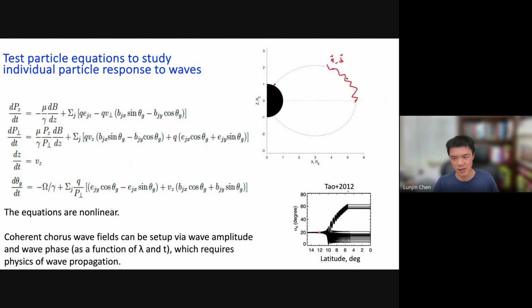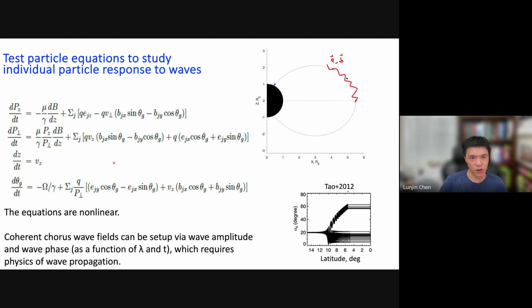But for the nonlinear, highly intense chorus wave, you start to see asymmetry in the pitch angle scattering. Actually, in this one, those electrons can have a pitch angle change of 20 degrees. Those are electrons that lock in resonance with the chorus wave, so we call them phase trapped electrons. When you solve those nonlinear equations, you start to see these nonlinear features.